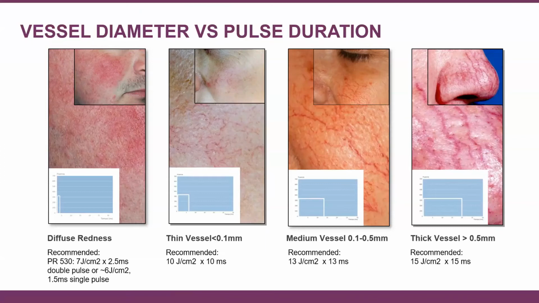Then we're looking at thin vessels. Here we could be using 10 milliseconds. Vessels get a little bit bigger as we're moving further right, so we're moving to 13 milliseconds. And then for the thicker vessels, we're up to 15 milliseconds. So you can see very logically, we increase that pulse duration just dependent on the size of the vessel that we're actually treating.